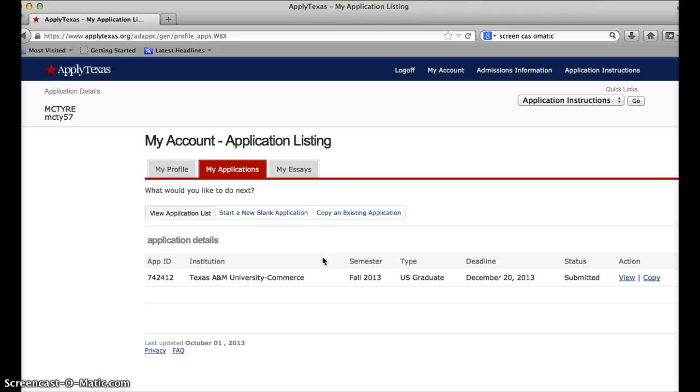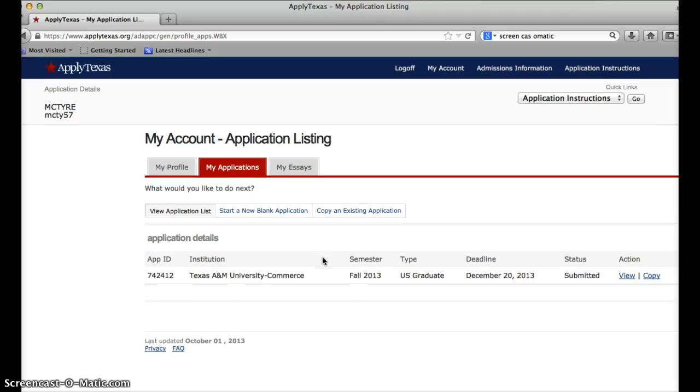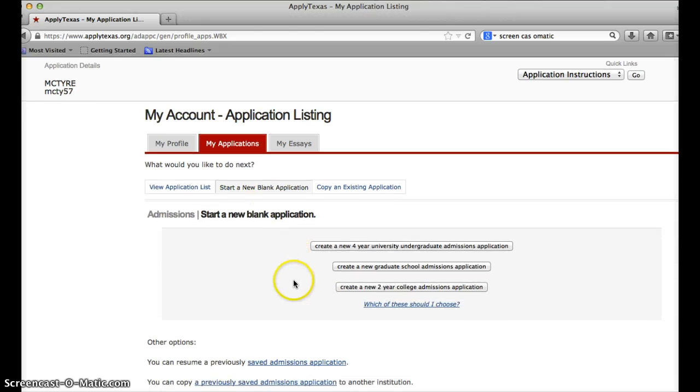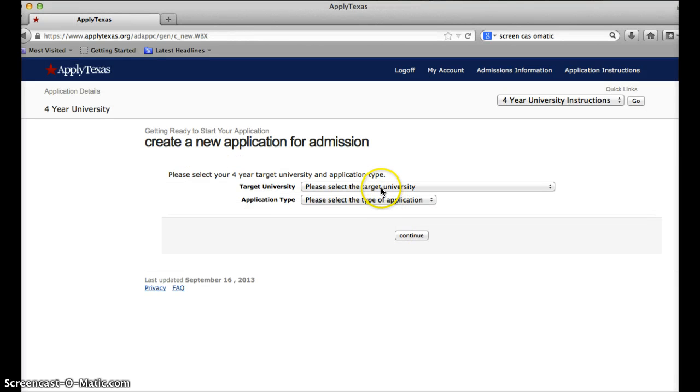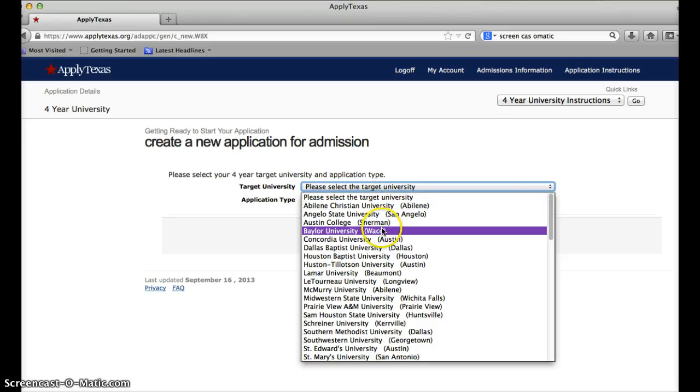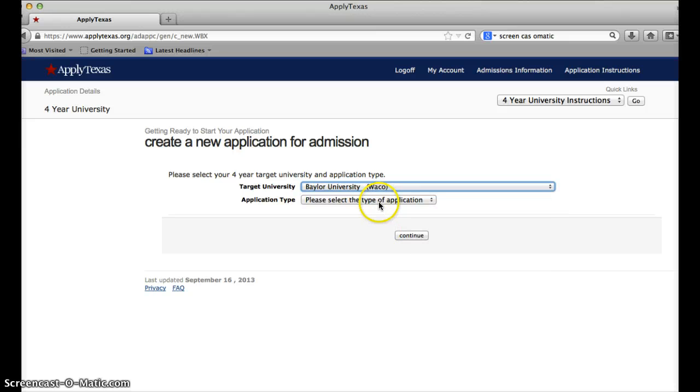And so for those of you that are wanting to attend 4-year universities and 2-year universities, you go ahead and start a blank application. And here you see a 4-year university or a 2-year university. And so today we're going to work on a 4-year university application. So click on that, and then let's go with Baylor University.